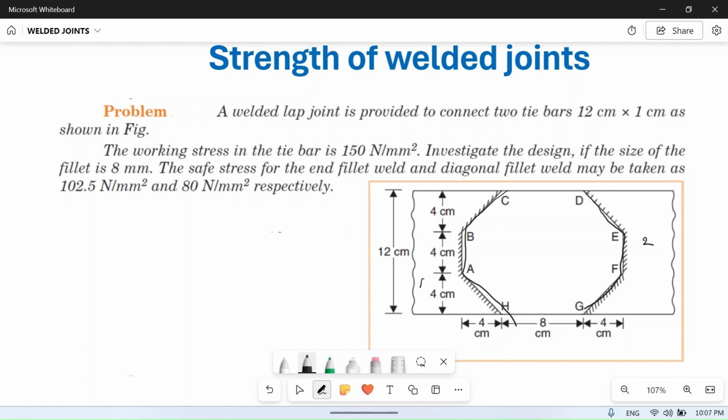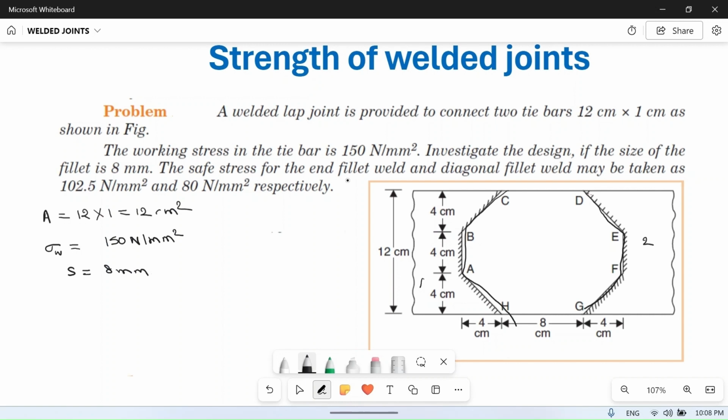The dimension of tie bar is 12 centimeter into 1 centimeter. So area is 12 into 1 is equal to 12 centimeter square. The working stress sigma in tie bar is 150 Newton per mm square, means this much stress can be taken by this tie bar for working. Investigate the design if the size of the fillet is 8 mm.